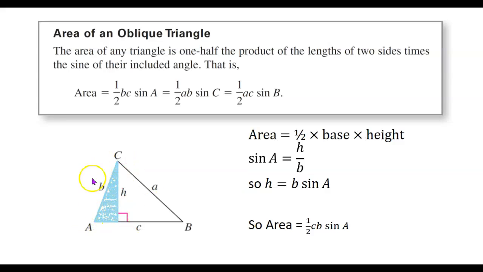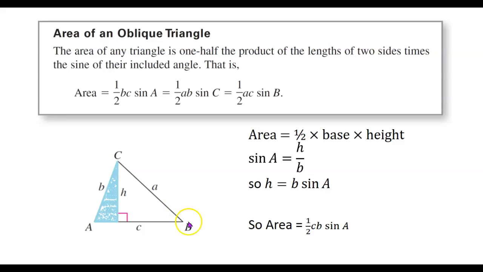And from what we were messing around with earlier, where we looked at just the right triangle on the left, we said that the sine of angle A is the opposite side, which is h, over the hypotenuse, which is b. So h is equal to b times the sine of A. So sticking that in for the height, the area is 1/2 times the base, which was c, times the height, which was b sine A. So that's this part of the rule. Area equals 1/2 times b times c times the sine of A.